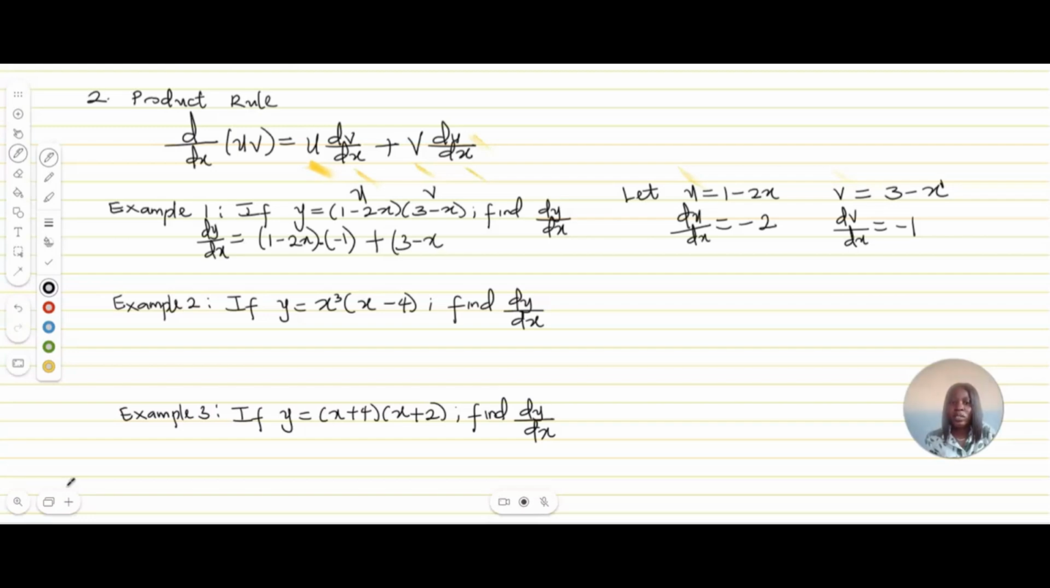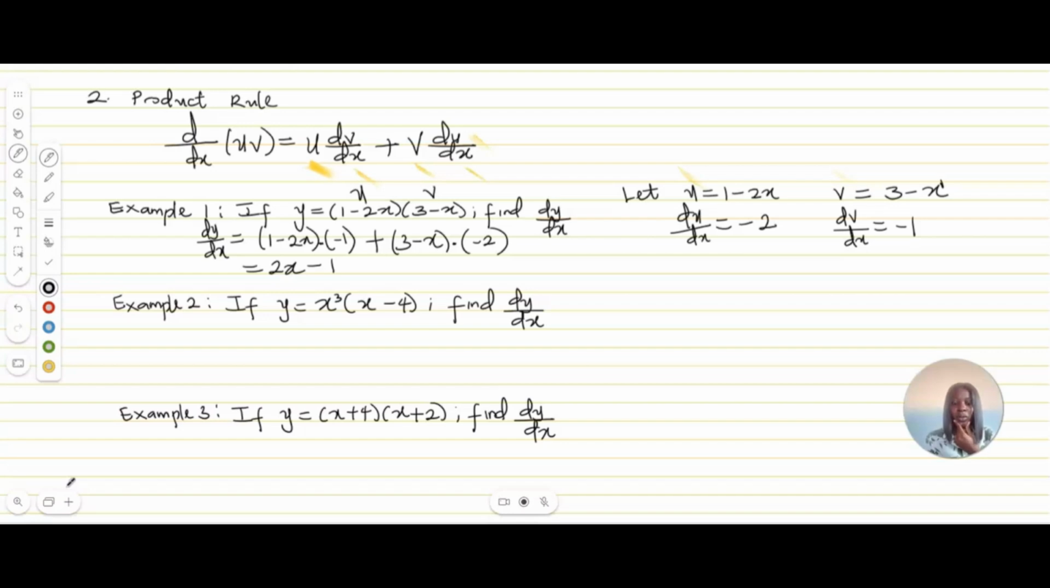3 minus x. What is du dx? Du dx is simply negative 2. So my final answer will just be, if I multiply this by negative 1, this by this becomes negative 1, this by this becomes what? Positive 2x. So it becomes positive 2x, then minus 1, right?